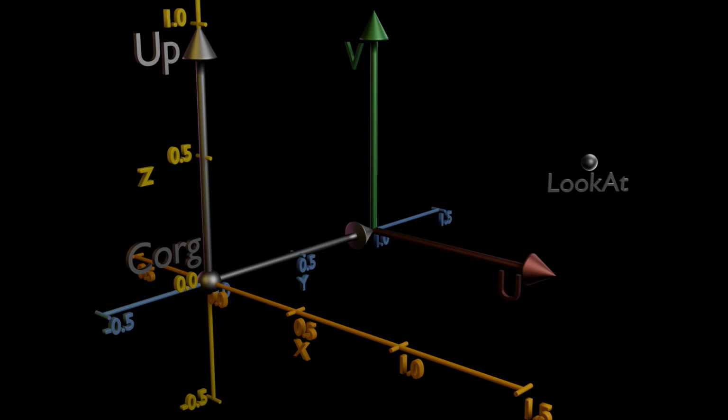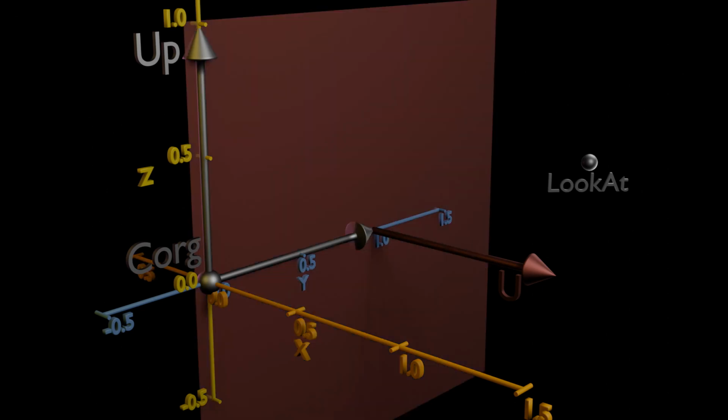Let's focus on just the u vector initially. The important thing to notice is that the up vector that we have defined and the principal axes of the camera given by the look-at position and camera origin form a plane, as shown here. The u vector is simply the normal to this plane. In other words, it is the vector that is perpendicular to both the up vector and the look-at vector. We can compute the vector that is perpendicular to two other vectors quite easily using the vector cross product. So we simply compute the vector cross product of the up vector and the look-at vector, and that will give us a unit vector in the u direction.